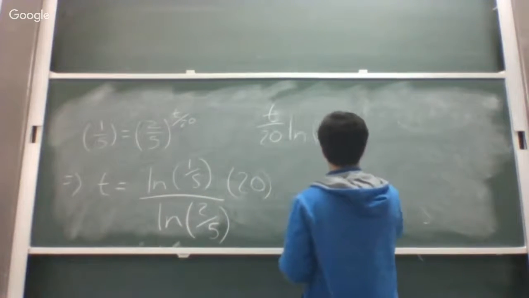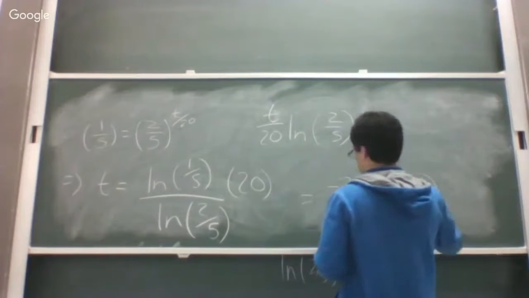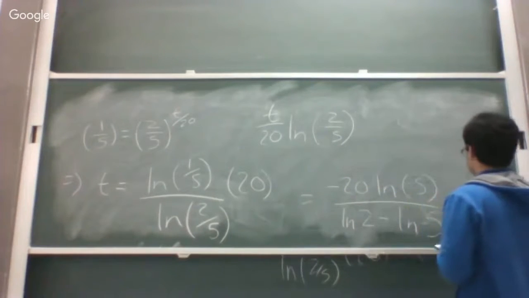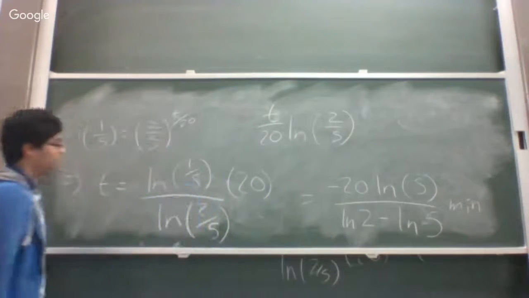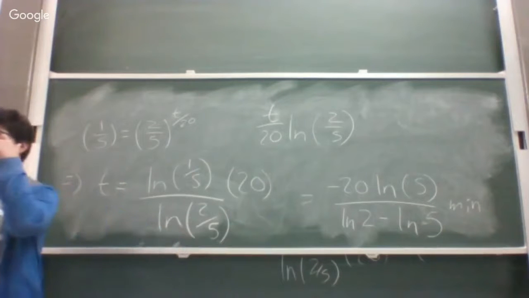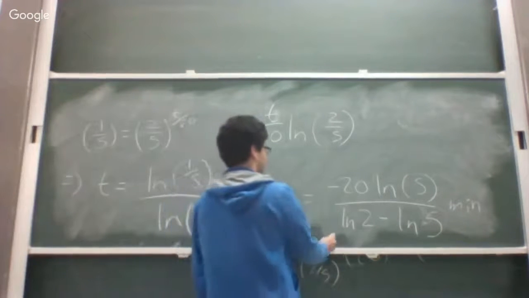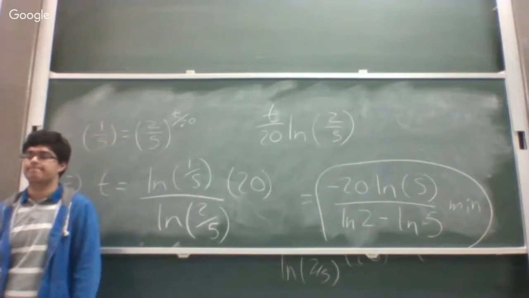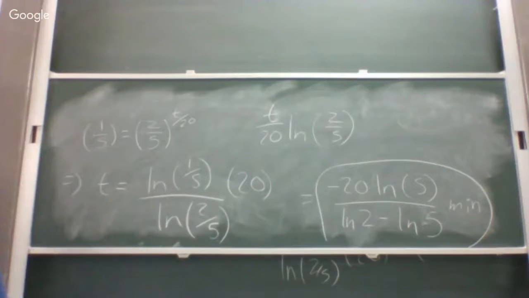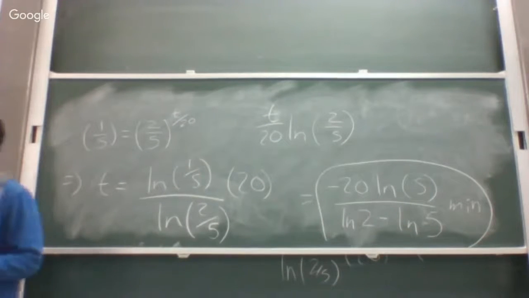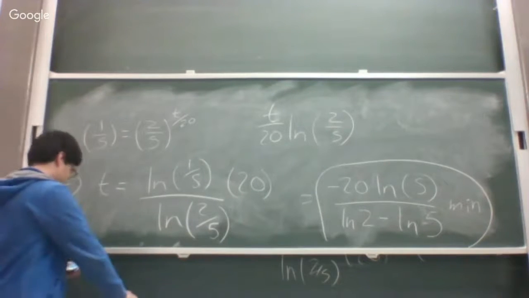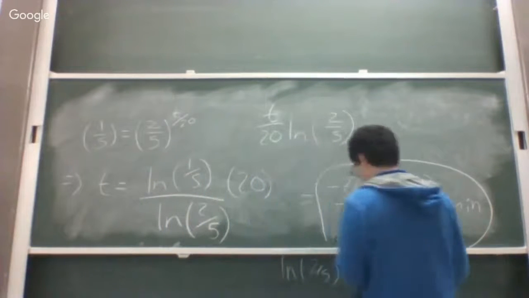If we simplify it, we have negative 20 times the natural log of 5 all over natural log of 2 minus natural log of 5 minutes. They said they accept either, but which answer should you put? This one. Just go ahead and simplify it. Any questions on this? So far the test is pretty straightforward. The integrals is where it gets tricky.